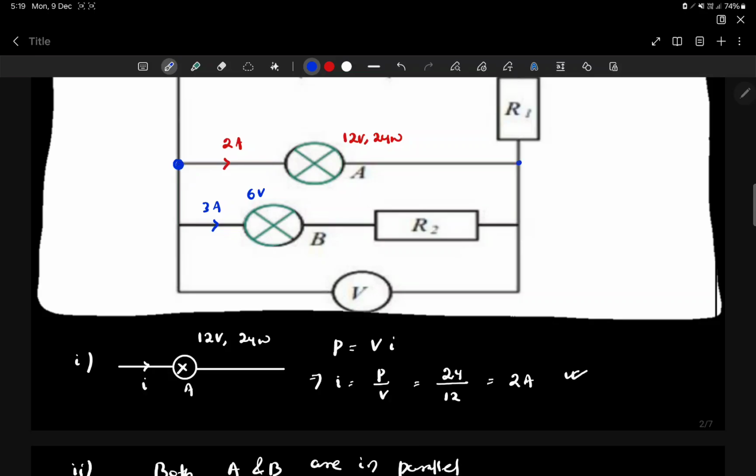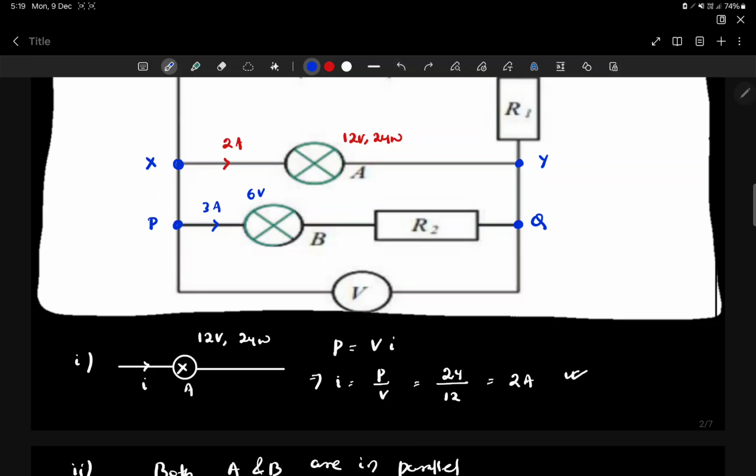Across these 2 points, let these 2 points be X and Y. When lamp A is operated at its rated voltage, that is 12 volt, a current of 2 ampere is flowing through it. That means across X and Y, your potential difference is 12 volt. Similarly, across these 2 points, let them be P and Q, the potential difference is also 12 volt, because both lamp A and lamp B along with R2 are in parallel with respect to each other.